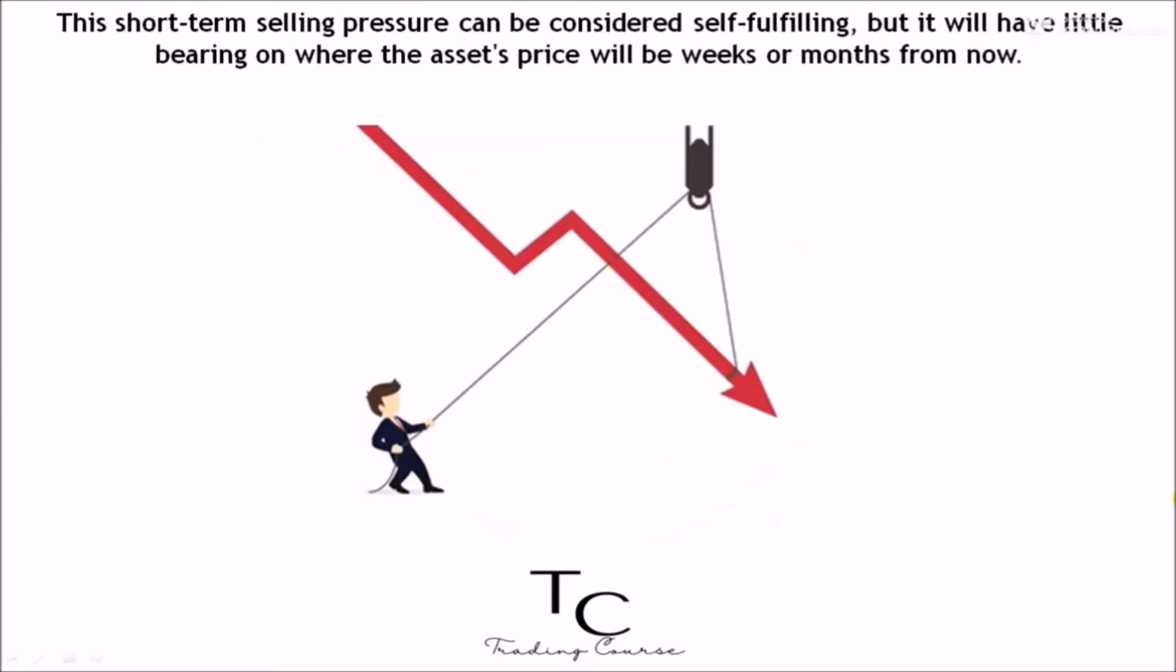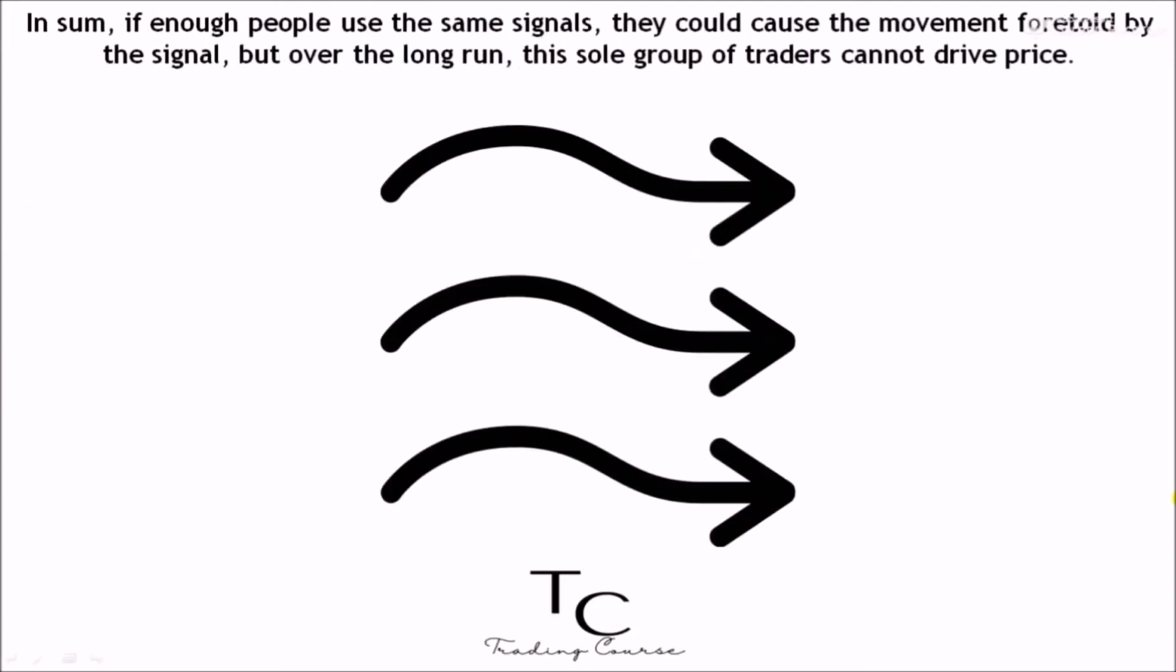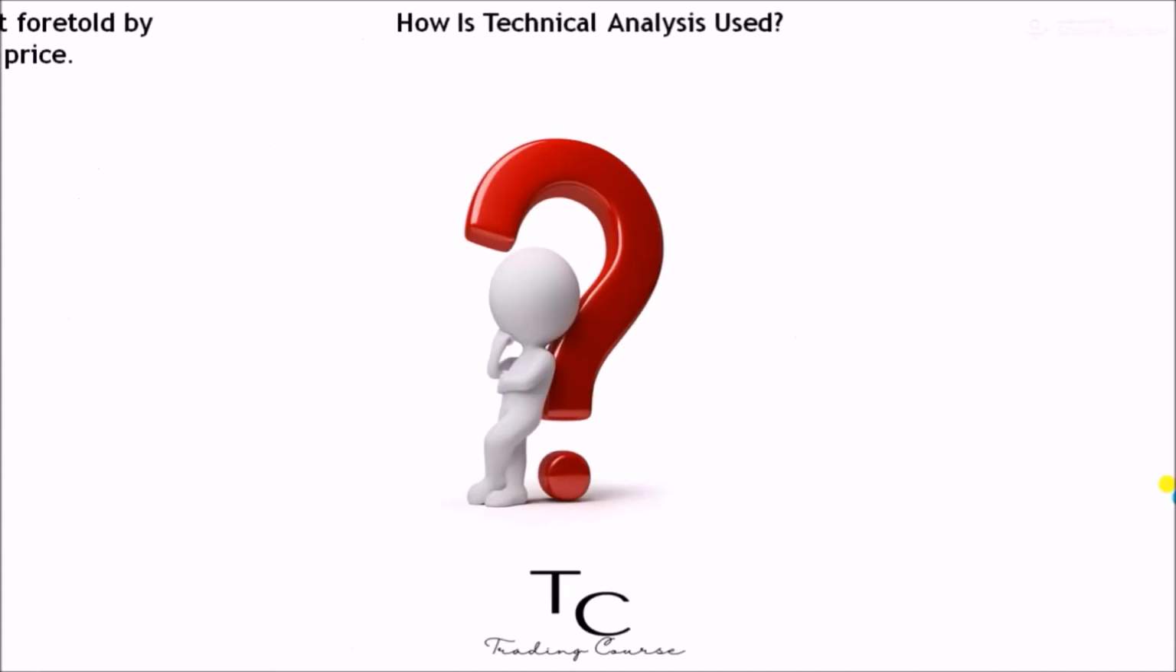This short-term selling pressure can be considered self-fulfilling, but it will have little bearing on where the asset's price will be weeks or months from now. In sum, if enough people use the same signals, they could cause the movement foretold by the signal, but over the long run, this sole group of traders cannot drive price.